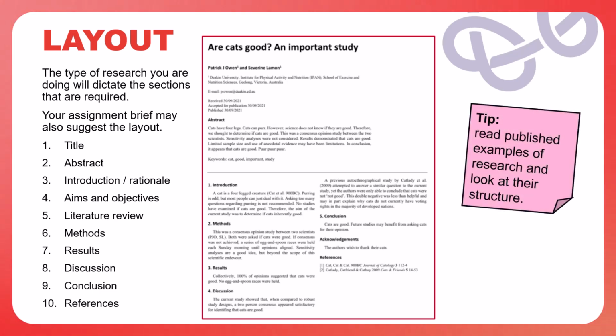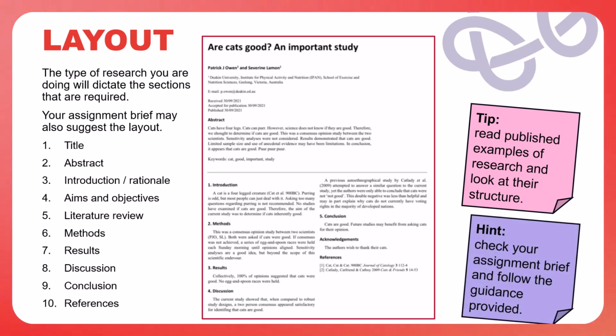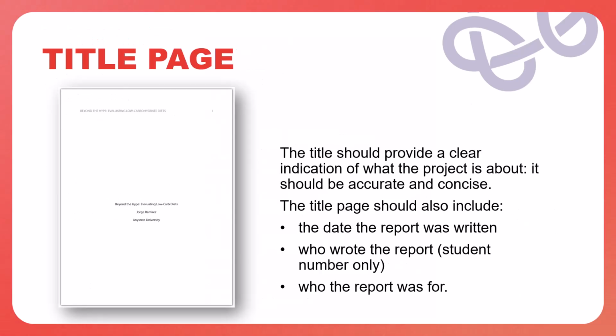It's a good idea to read published research at this stage, just to have an idea of the kind of structures that are used by research that's been published in journal articles. So get into the habit of looking at the overall research to get an idea of the structure. A reminder as well to always check your assignment brief and follow the instructions that you're given in that. The title page needs to make it really clear what the topic of your research is. You also need to include the date that the report was completed and indicate who wrote it.